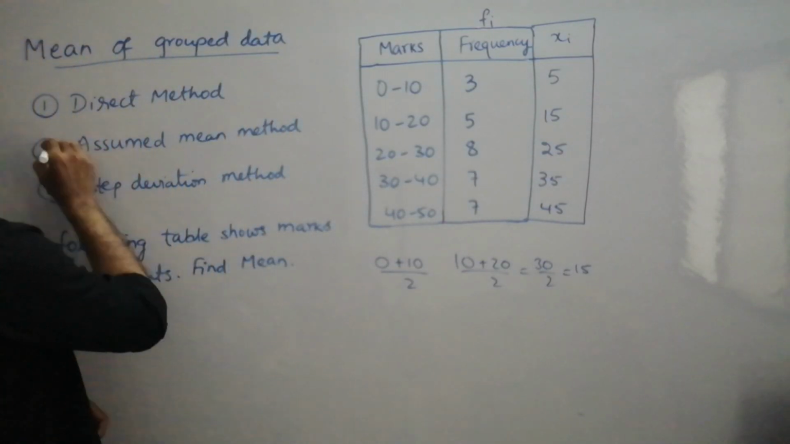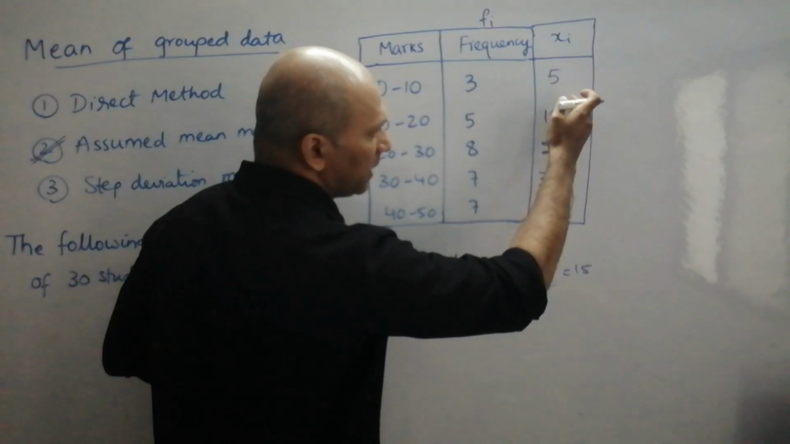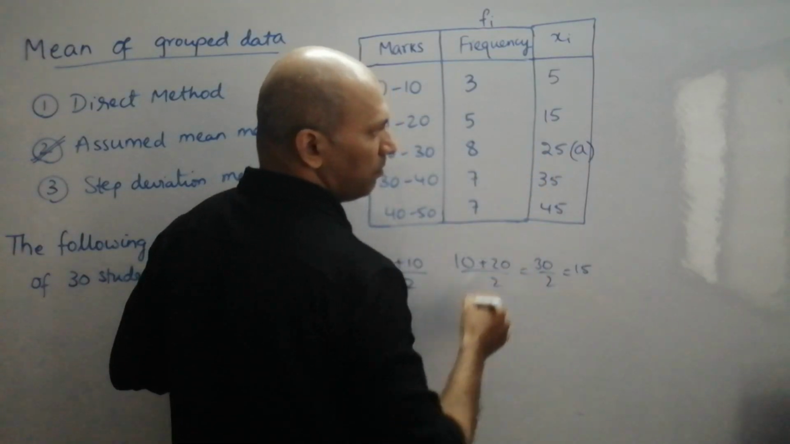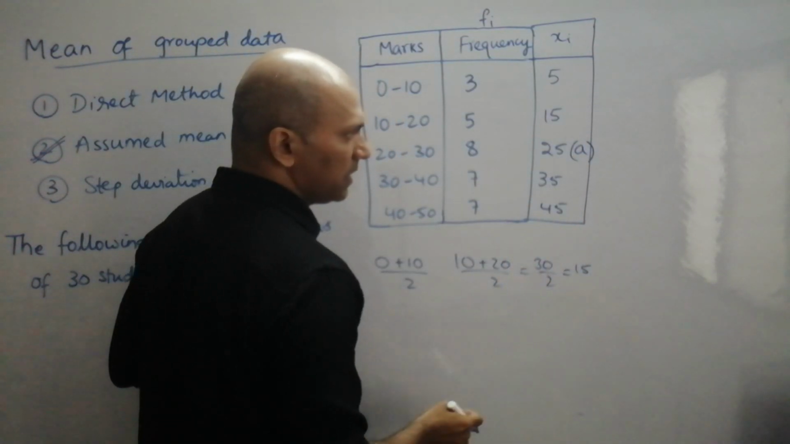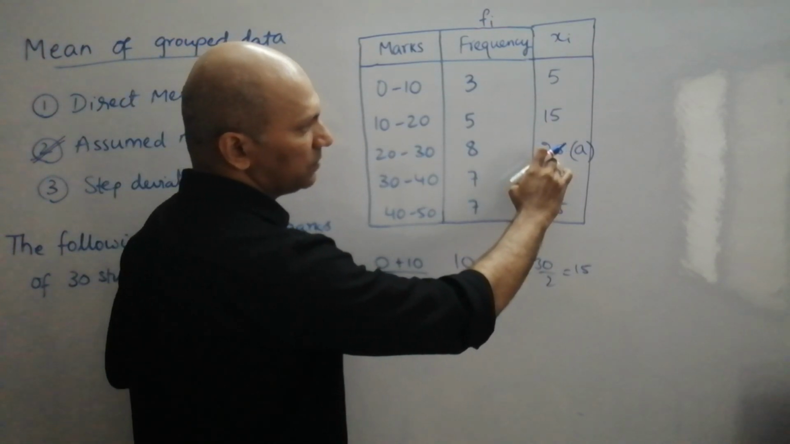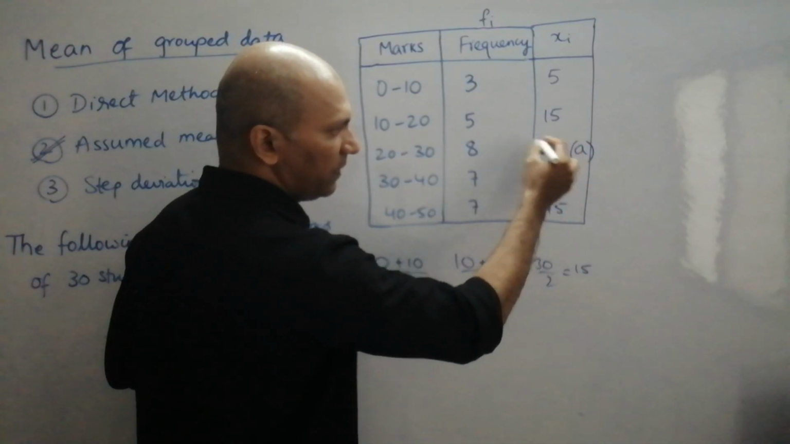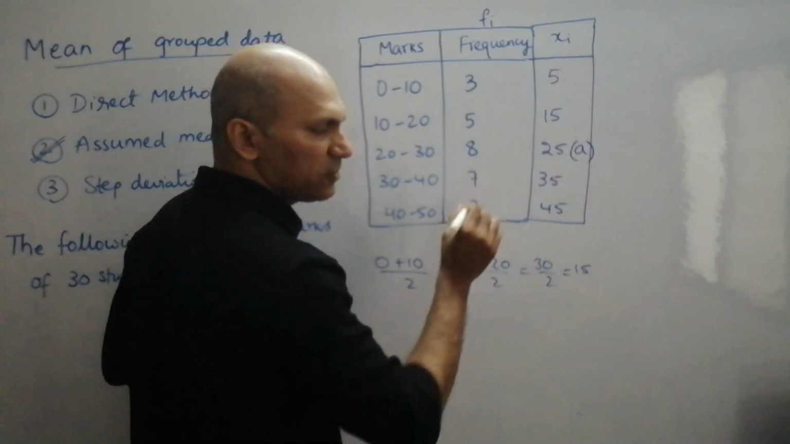Now, in this assumed mean method, we assume one of these values as our mean. Generally, we take the middle value. Here 5, 15, 25, 35, 45. 25 is in the middle, so we are taking 25 as our assumed mean.